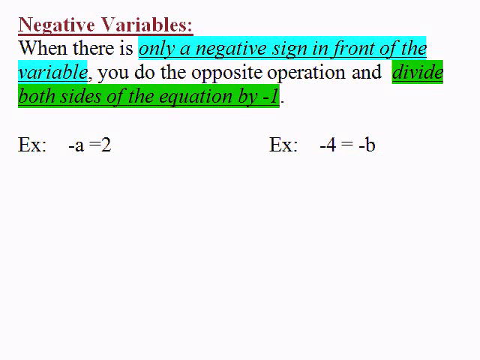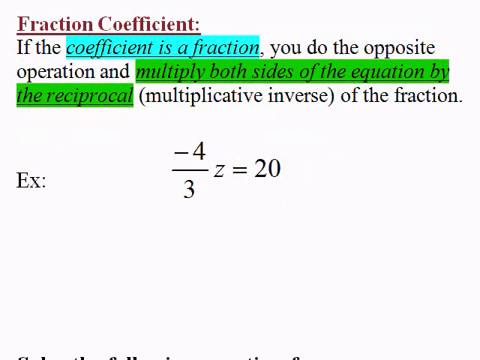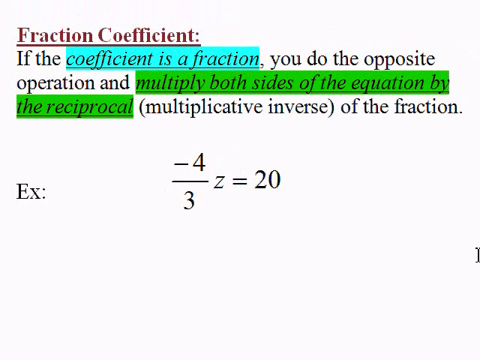We're now on to our last opposite operation, which is a fractional coefficient. If the coefficient is a fraction, you do the opposite operation and multiply both sides of the equation by the reciprocal of the fraction. Reciprocal is also called the multiplicative inverse. Let's see what happens. Negative 4 over 3 times z equals 20. So our coefficient is a fraction of the z, negative 4/3. We're going to do the opposite and multiply both sides by the reciprocal.